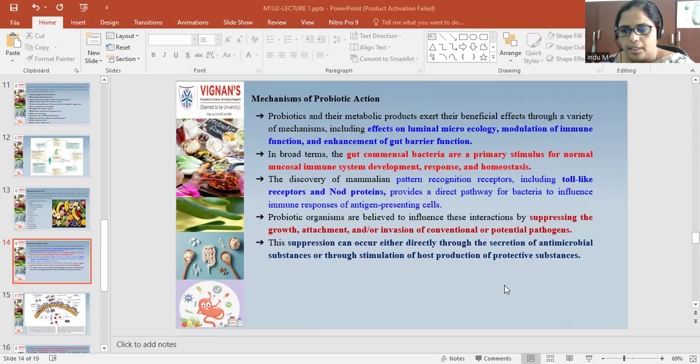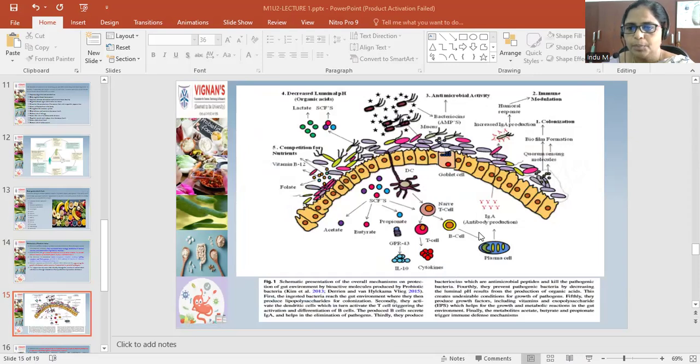And again, they interact with and suppress the growth, attachment, and invasion of potential pathogens. This suppression either occurs directly through the secretion of antimicrobial peptides or through stimulation of host production of protective substances. So these are the various mechanisms. So in this picture, you can observe various mechanisms of probiotics.